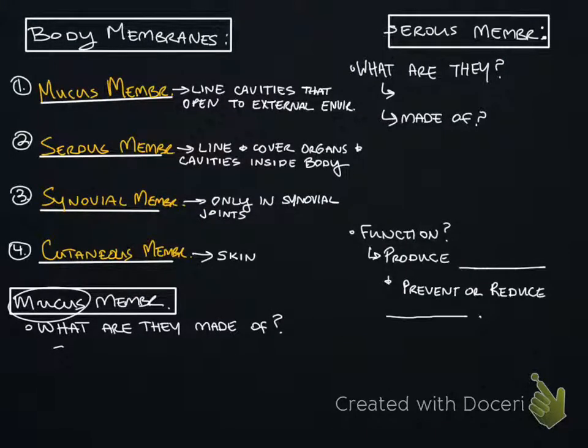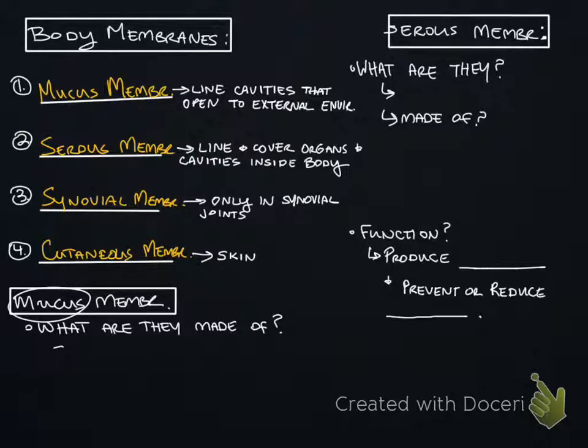Let's talk about body membranes now. We have four main categories of body membranes, and body membranes are defined by their location. So the first one we have are mucous membranes. We know that they line cavities that open to the external environment. It's kind of an epithelial and connective tissue sandwich-like structure that lines a space outside of the body.